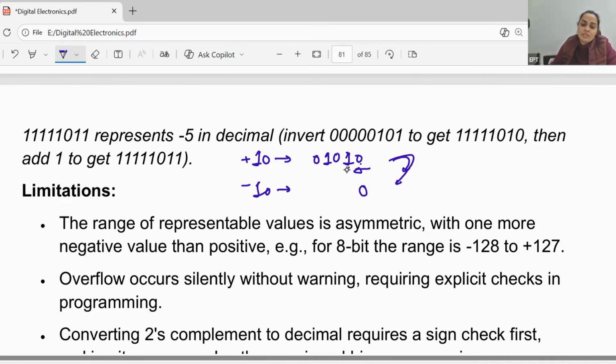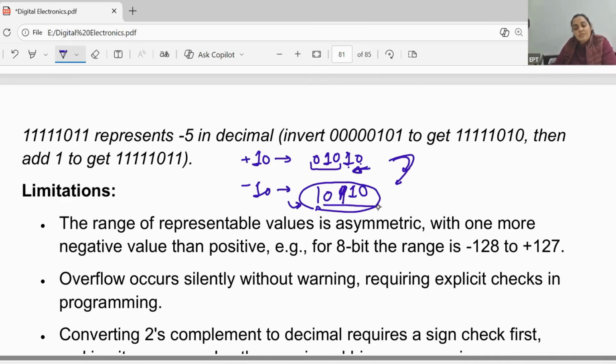Now this is the 1. This is the first 1 from the right hand side, so I will write it as it is. Now I will take the 1's complement of the remaining bits. So this will be like this: 1 0 1. Now this is the 2's complement representation of minus 10.